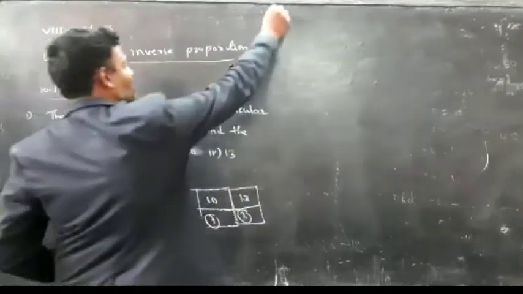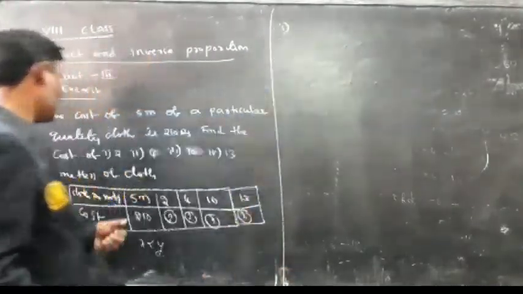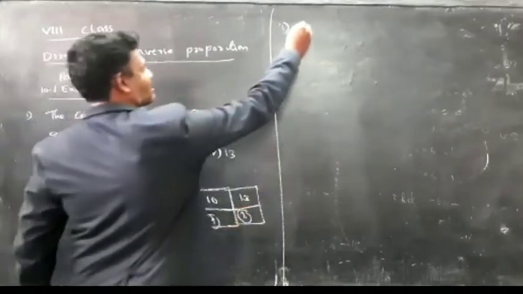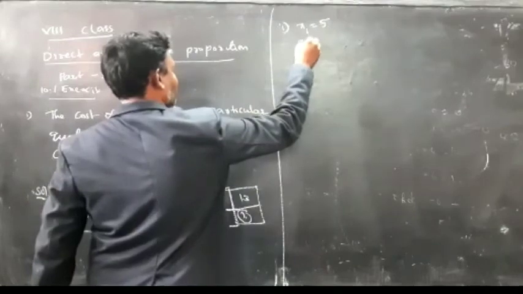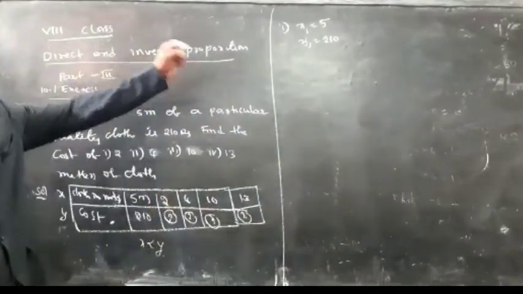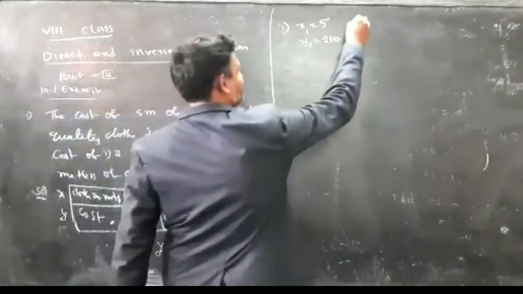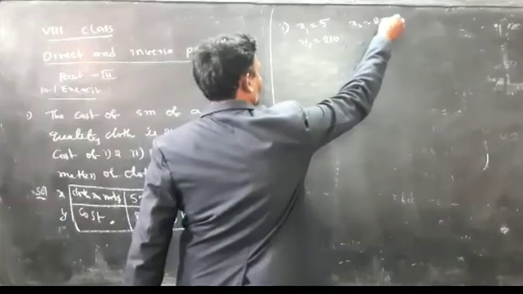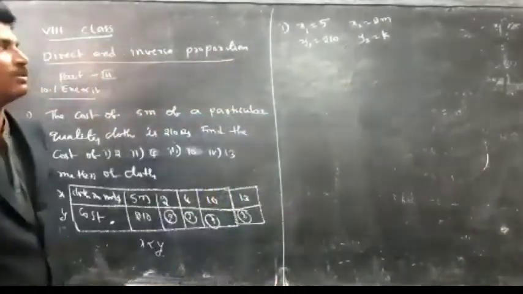So I am going to fill in the values of the first column. In the first column, x1 is 5 meters, x1 is equal to 5. Then y1 is equal to 210. The cost of 5 meters cloth is 210 rupees. Then x2 is 2 meters. Here I don't know y2, which means I don't know the cost of 2 meters cloth.